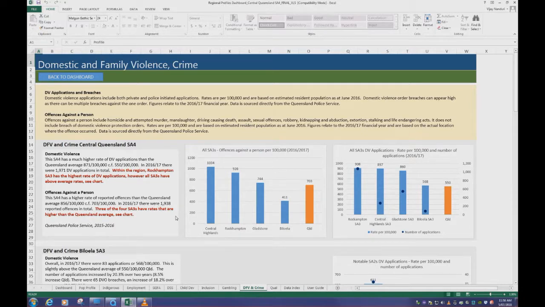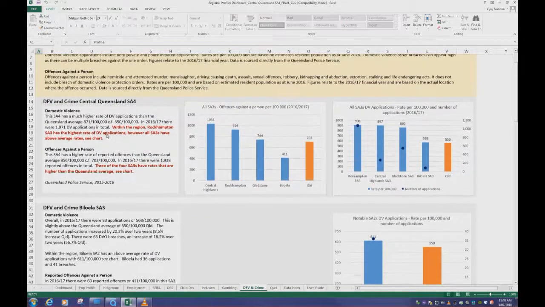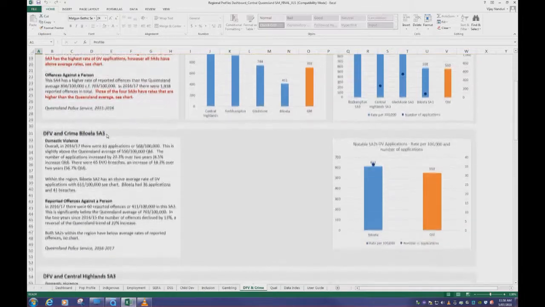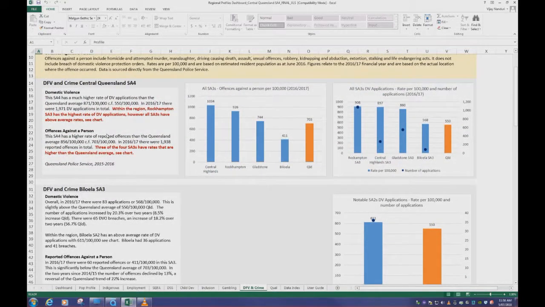Domestic and family violence and crime. This tab represents the prevalence of domestic and family violence and crime against a person, or offences against a person within a region. These two topic areas are presented side by side. Firstly at the SA4 level, followed by the SA3. We look at rates within the population, or per 100,000, and we also show the actual numbers of applications or offences.